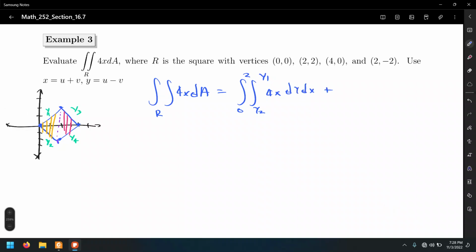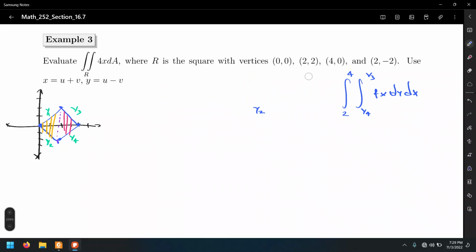Plus the second part of the integration would involve going from 2 to 4 and y, so in this case y = 4 below and y = 3 above for x dy dx. Do you want to evaluate 2 double integrals? This is what we would have done without knowing this Jacobian determinant to perform a change of variables. So fortunately we have this, so we don't have to do all this.